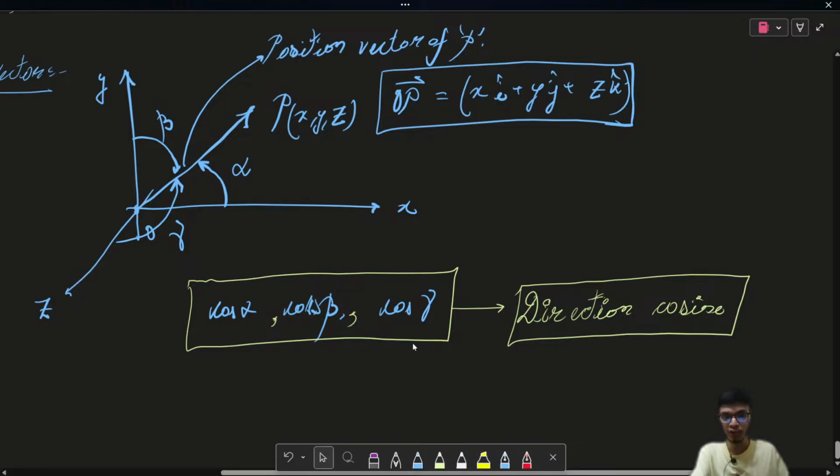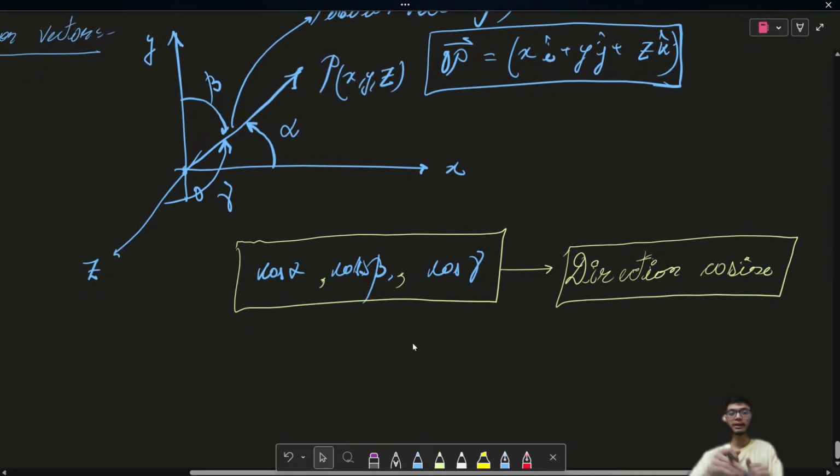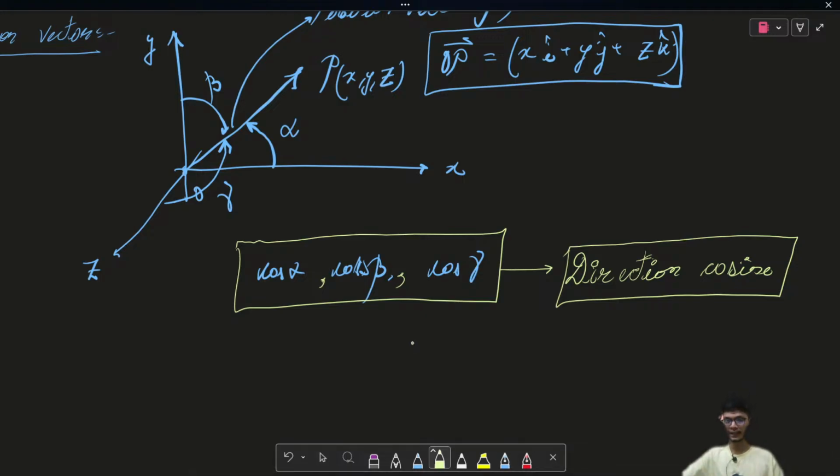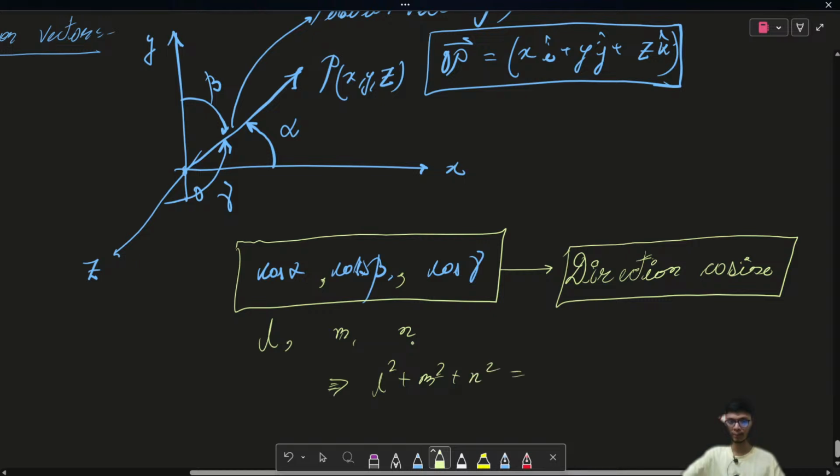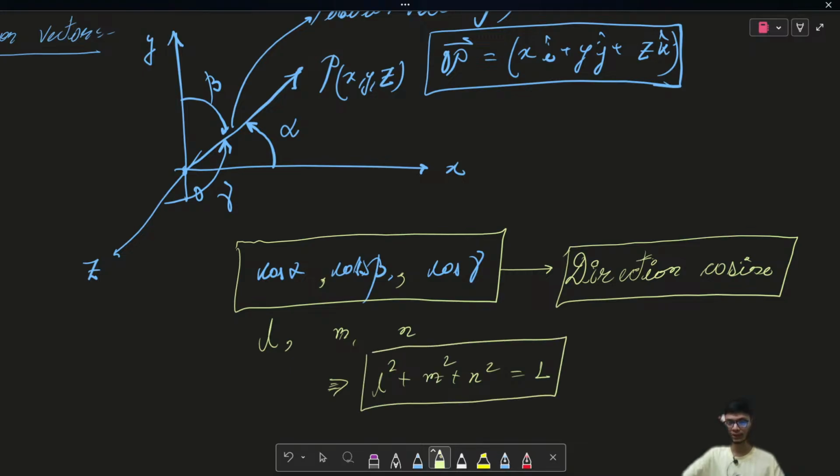All right, so let's now move forward. We have already seen direction cosines in our previous discussion of vectors. We have represented them as l, m and n, which denote the direction cosines. And we have already seen a very important formulation based on this, that is l square plus m square plus n square equals 1. So in today's class, we will be solving some questions based on this.